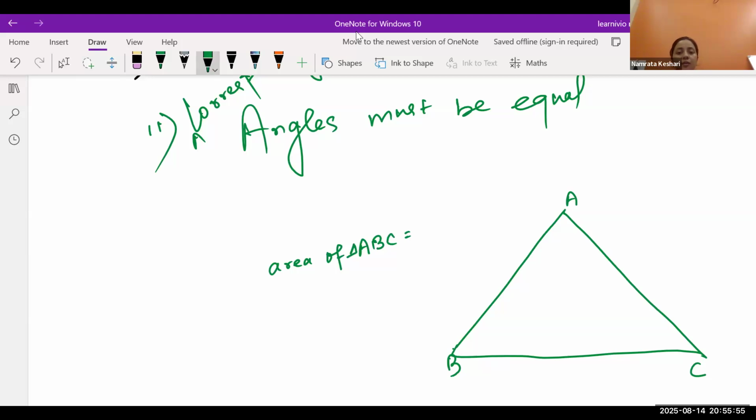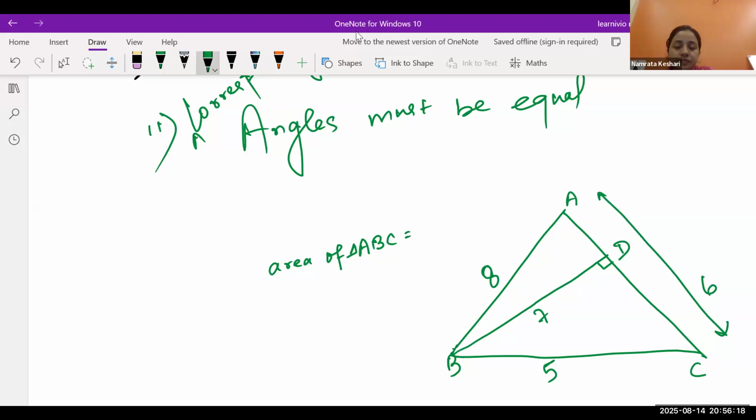If there is a perpendicular given over here, I mean an altitude given over here, BD, then can you tell me how to find the area? Suppose this is 5, this is 8, this is 7, and this complete side is 6. How to find the area?